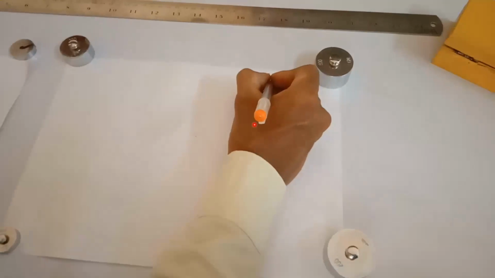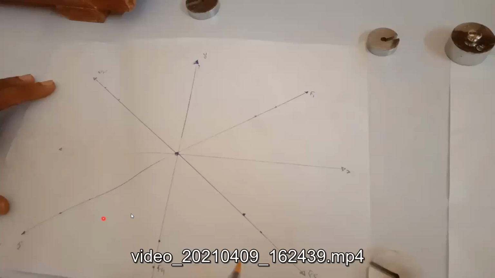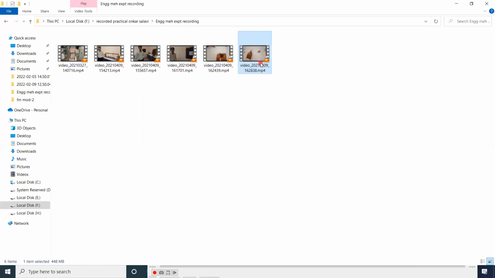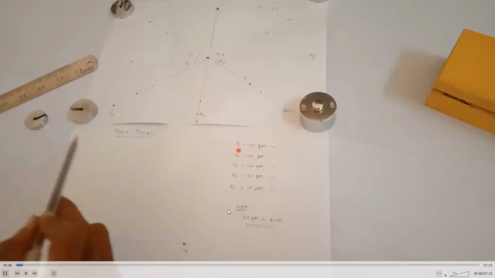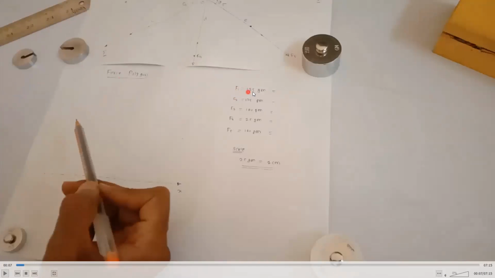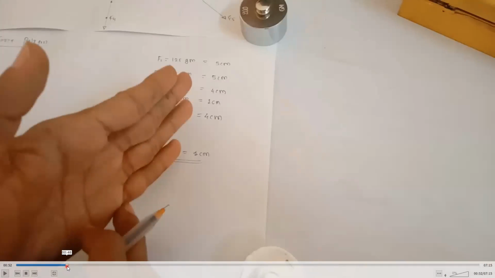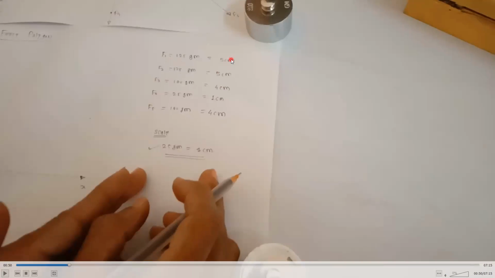Now you have to draw the polygon diagram. So for the force polygon, you will convert F1, F2, F3, F4, F5 into length. So this is the weight value in terms of gram. So I have taken the scale, 25 gram is equal to 1 centimeter. So you can see here F1 becomes 5, F2 is 5 centimeter, F3 4 centimeter, F4 1 centimeter, F5 4 centimeter.